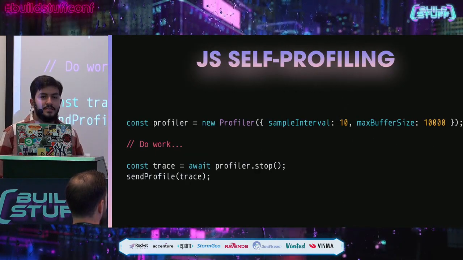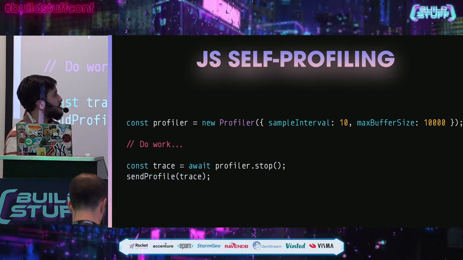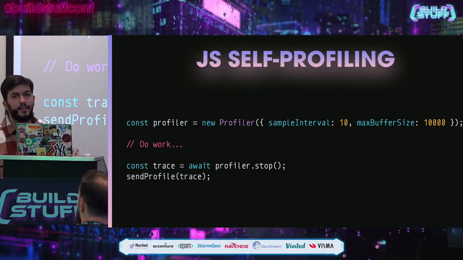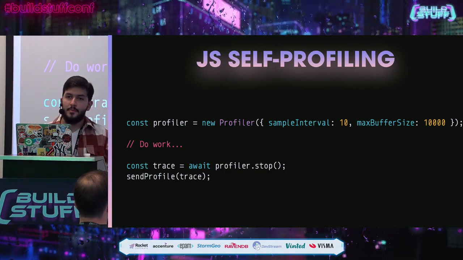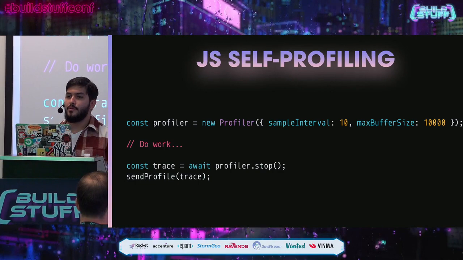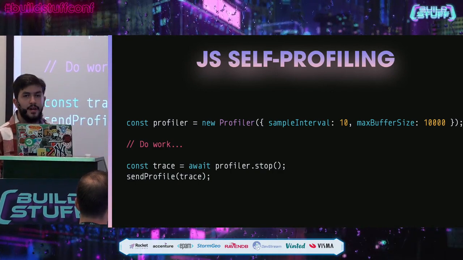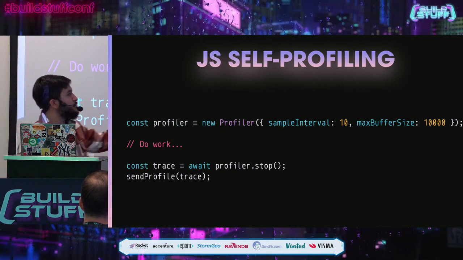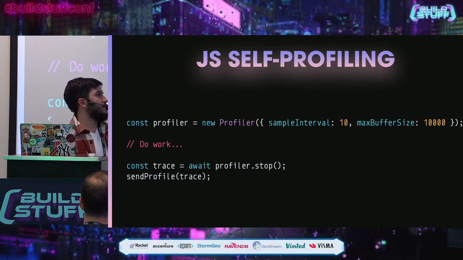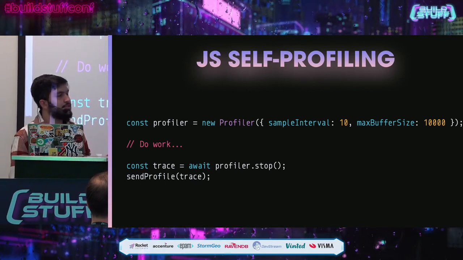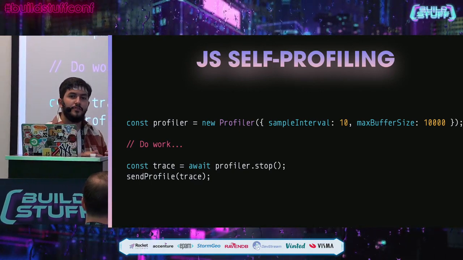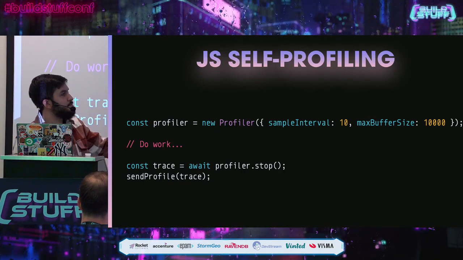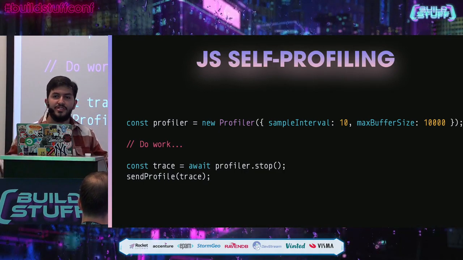The other one, which is a little less popular than long tasks but also really helpful, is the self-profiling API. You've probably seen the profiler in Chrome Developer Tools. The self-profiling API creates that in the user's browser, and you can pass two parameters as part of an object. The sample interval is the frequency at which it takes samples to build a stack trace, and the max buffer size is how big you want your stack trace to be.